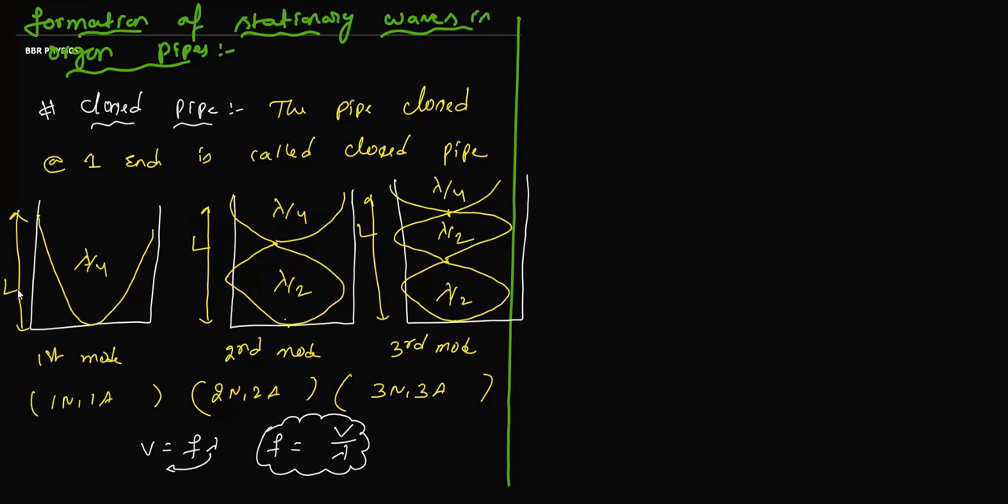In the first case, this length is balanced with a wavelength of lambda by 4. So L equals lambda by 4, therefore lambda equals 4L. To find the frequency, f1 equals v by lambda, so lambda value we got is 4L, giving f1 equals v by 4L.